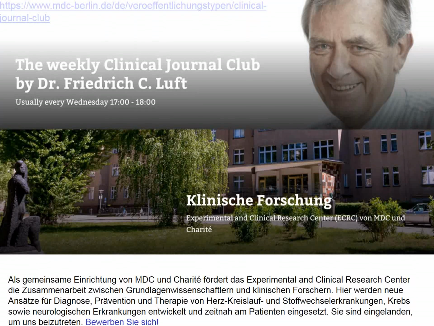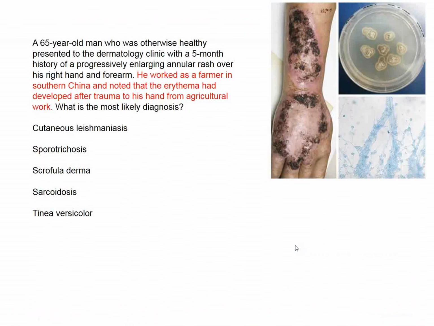A lot of complicated things to talk about, so we'll get started. The patient of the week in the New England Journal is a 65-year-old man who is otherwise healthy. Lesion on his hand and a lower forearm. He lives in China. He works as a farmer and developed this lesion in the course of agricultural work.